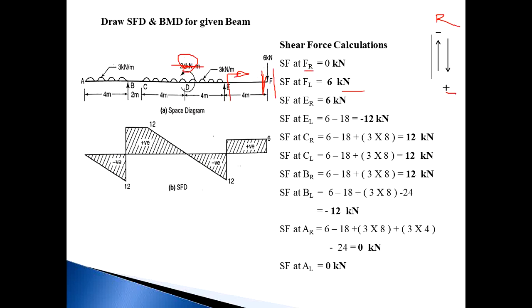So the total number of forces on the right side of the section is 1, and that is 6 kilonewton in the downward direction. So there is no change in ER, that is ER is equal to 6 kilonewton.